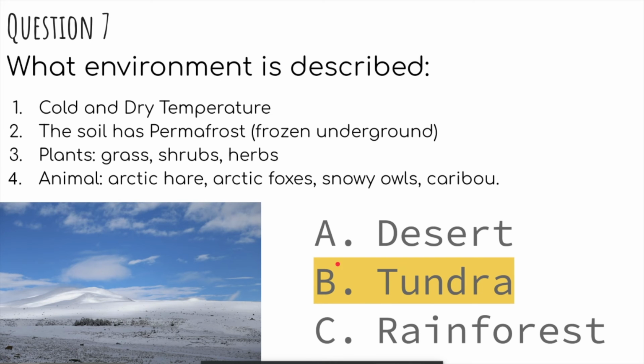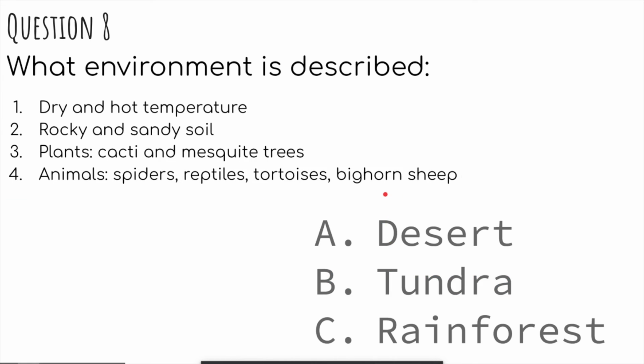If you said tundra, that is correct. A tundra is a cold and dry environment which has its soil frozen, and animals that can be found in a tundra are Arctic hares, Arctic foxes, snowy owls, and caribou. Alright, question 8. Question 8 is asking us to identify which environment is being described.